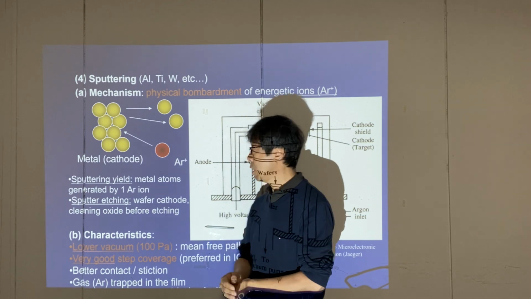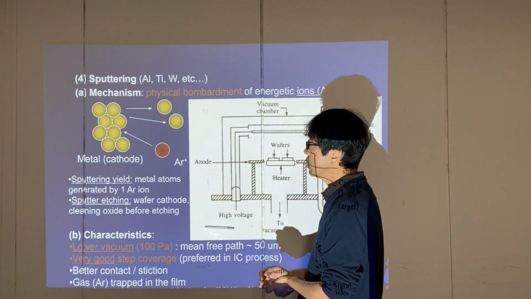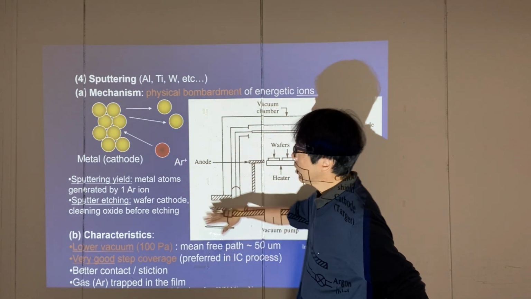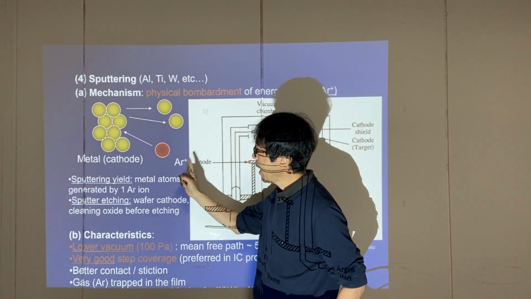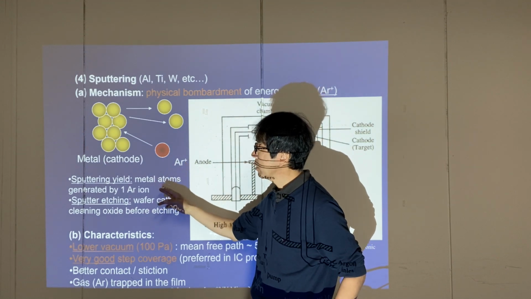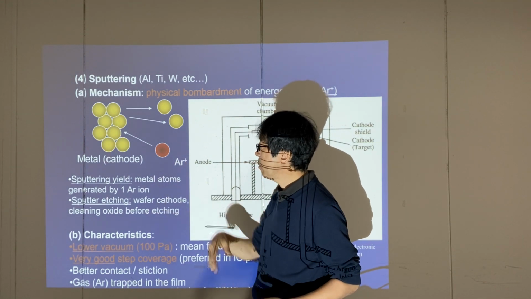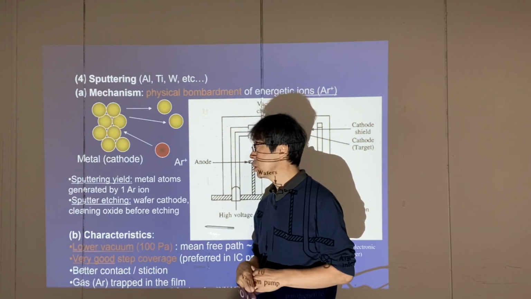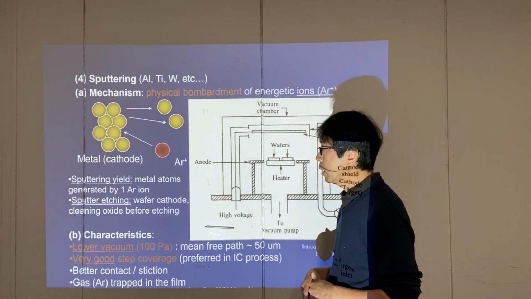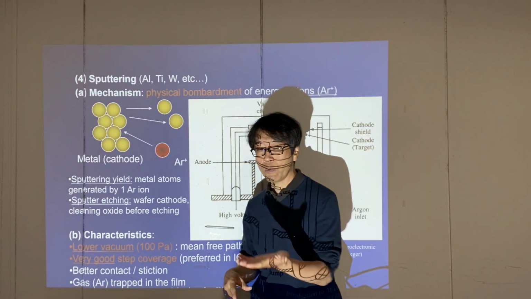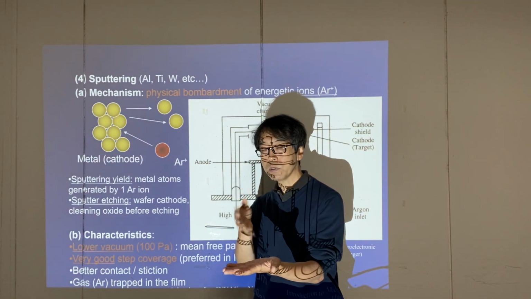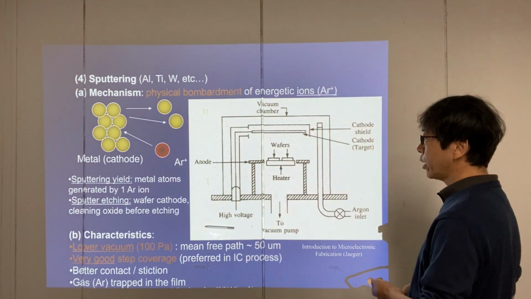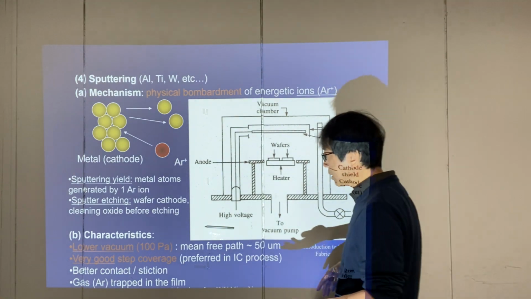It's called the sputtering process. There are some good reasons why people use the sputtering process in other cases. The number of metal atoms generated by one argon ion is called the sputtering yield. And you can even etch the surface with sputtering. You have a wafer, and you just use argon atoms to bombard the surface to clean it up. That is also possible. The characteristic is a low vacuum, in the 100 Pascal range.